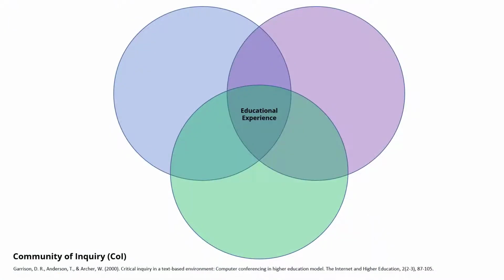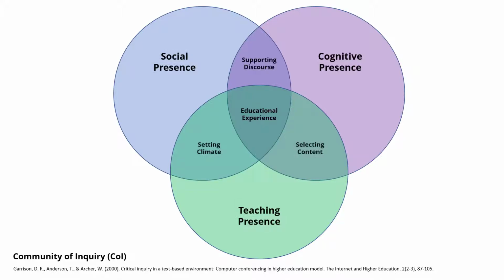The Community of Inquiry model also provides essential guidance for understanding our role in an online class using the concept of presence. There are 3 kinds of presence we want to facilitate as online instructors: teaching, social, and cognitive presence. You'll notice at the intersection of teaching presence and social presence, we can influence the educational experience by setting the climate. When you think about what to include on your course homepage, this is an essential consideration.